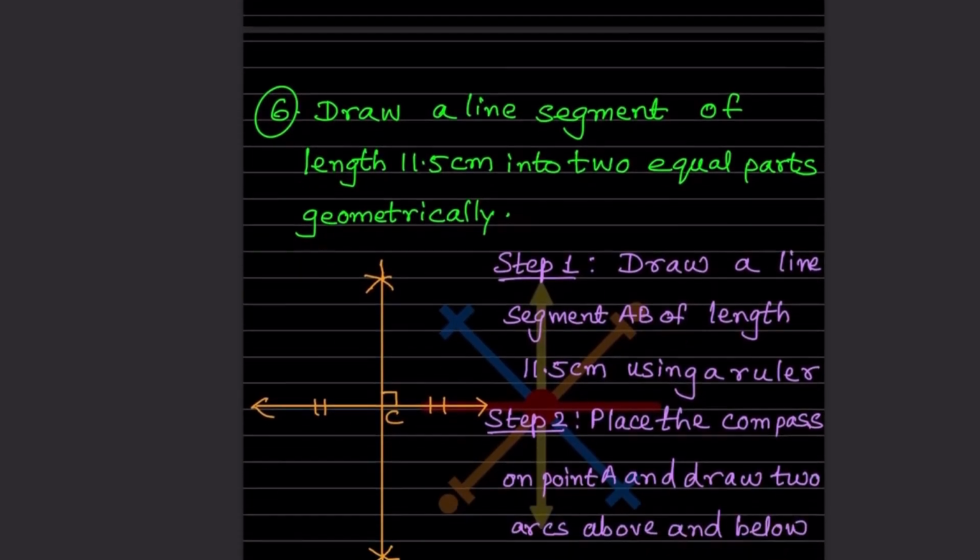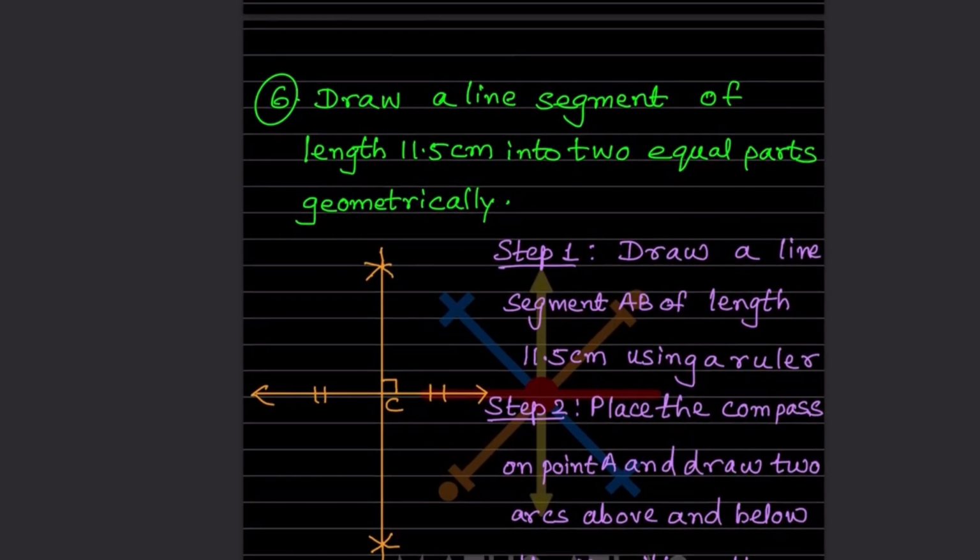So the next problem says, divide a line segment of length 11.5 centimeter into two equal parts geometrically. So now, first we will draw a line segment. This we can mark as AB. That will be 11.5 centimeter using a ruler. Then what will you do?